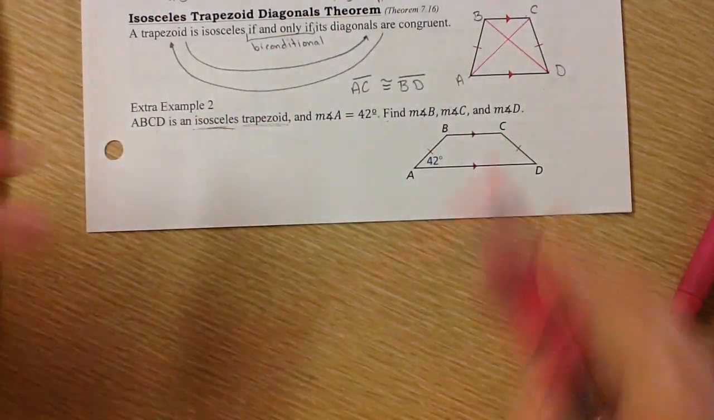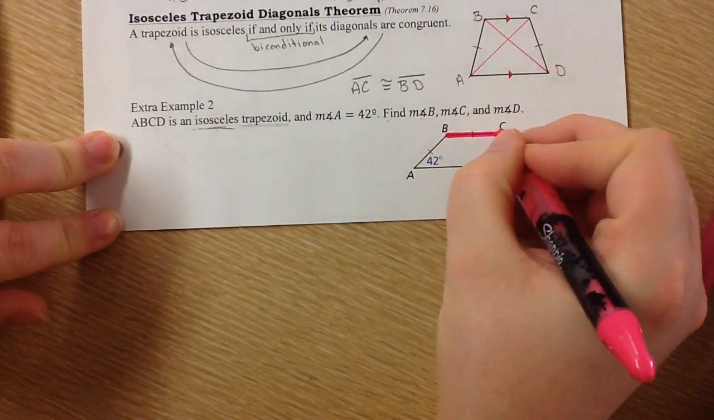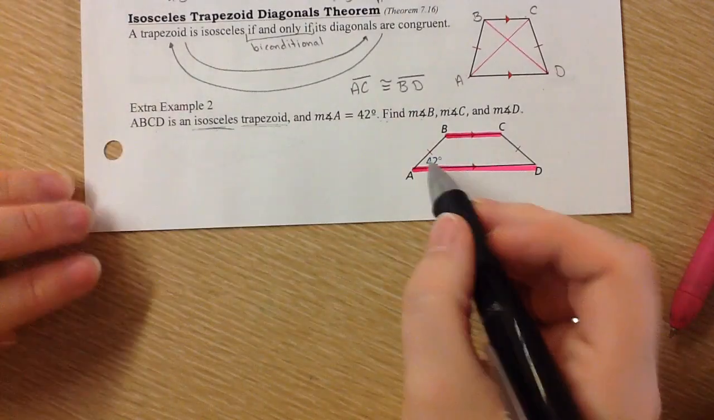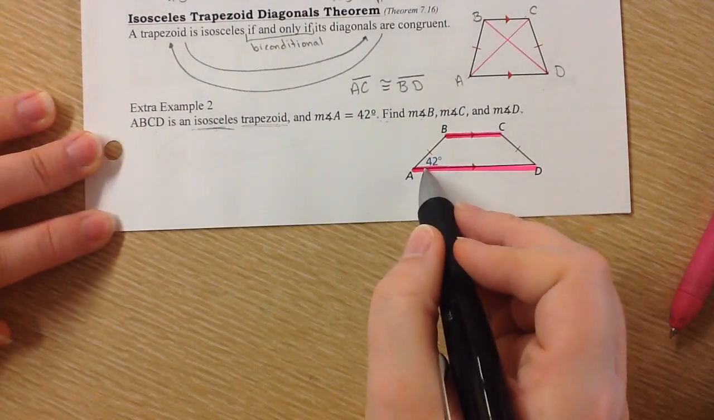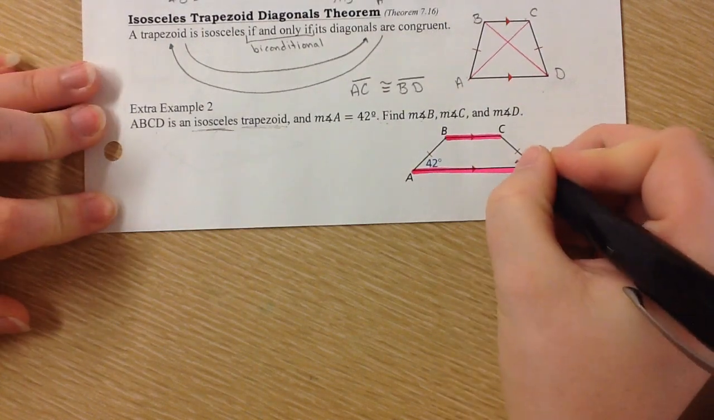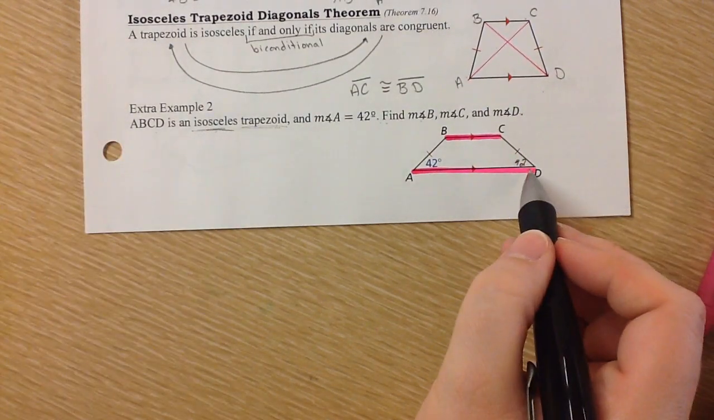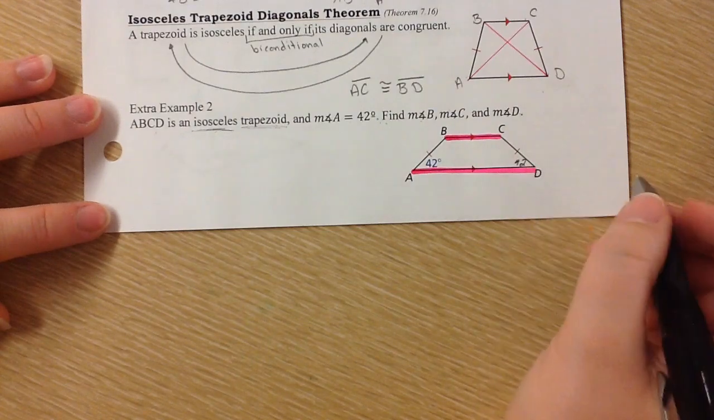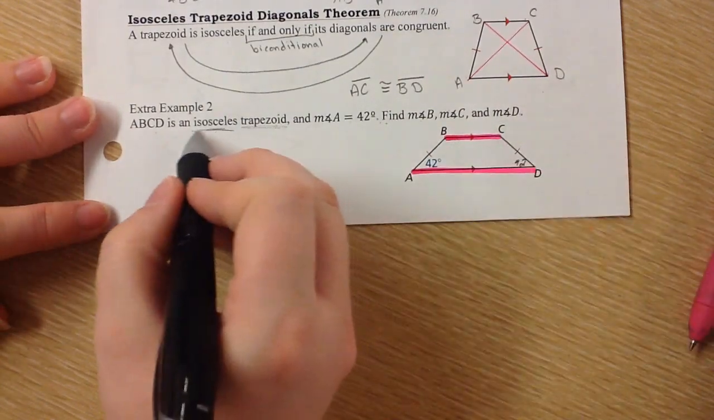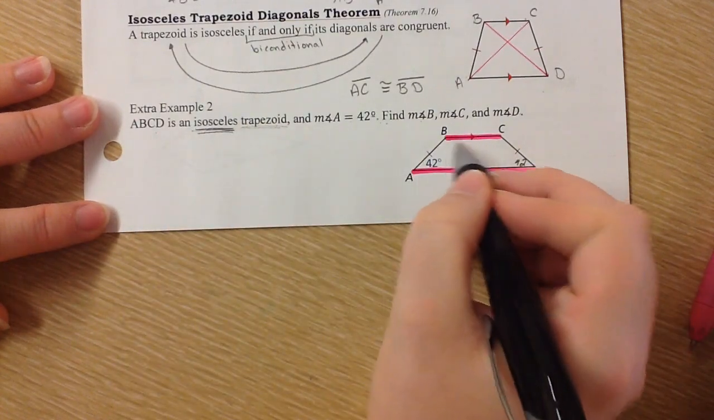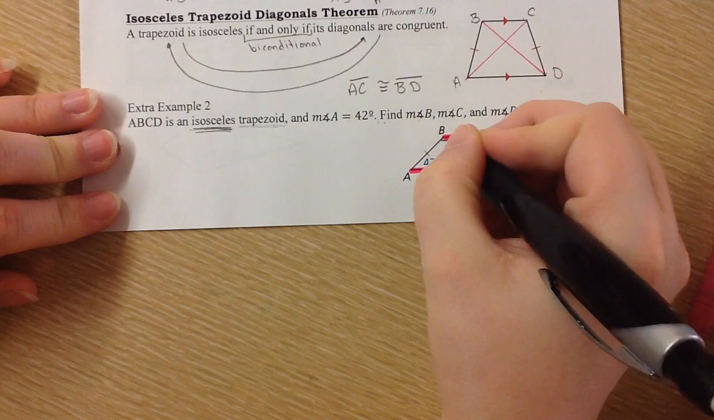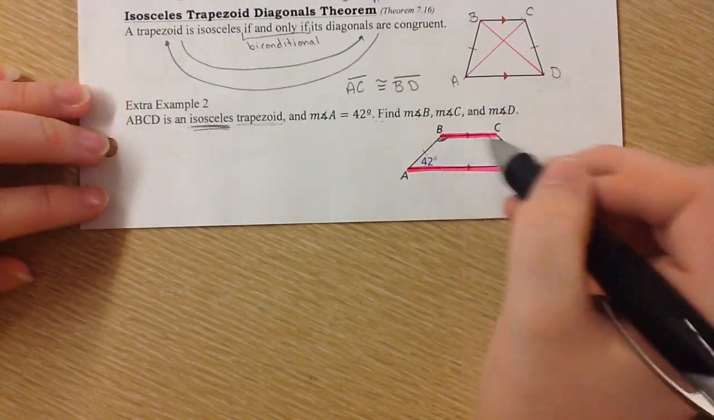Well, I'm going to come in and I'm going to first mark my bases. There's a base, there's a base. So since A is 42 and it's on this base, the other angle on this base will also be 42. So I know the measure of angle D here is also 42. Okay. So I know the measure of angle D is 42, but I don't know these two angles. But since I know it's isosceles, I know whatever they are, they're going to be the same. So this angle is going to be congruent to this one. But I don't know what they are.